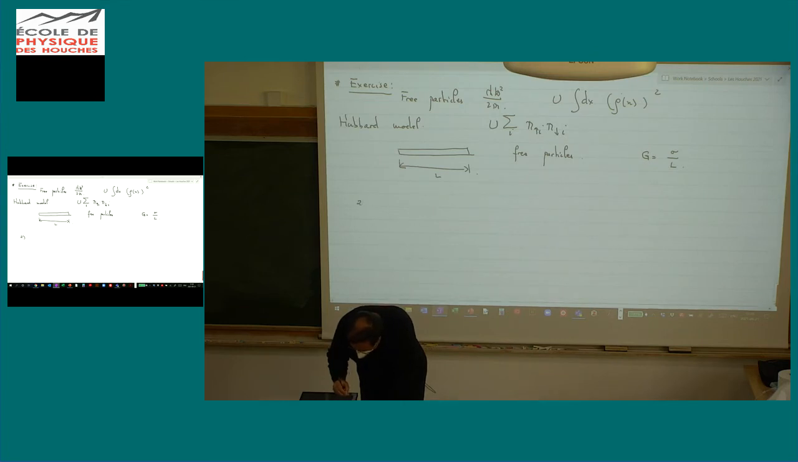And let us look now at the Landauer-Büttiker formula. I always forget the formula.